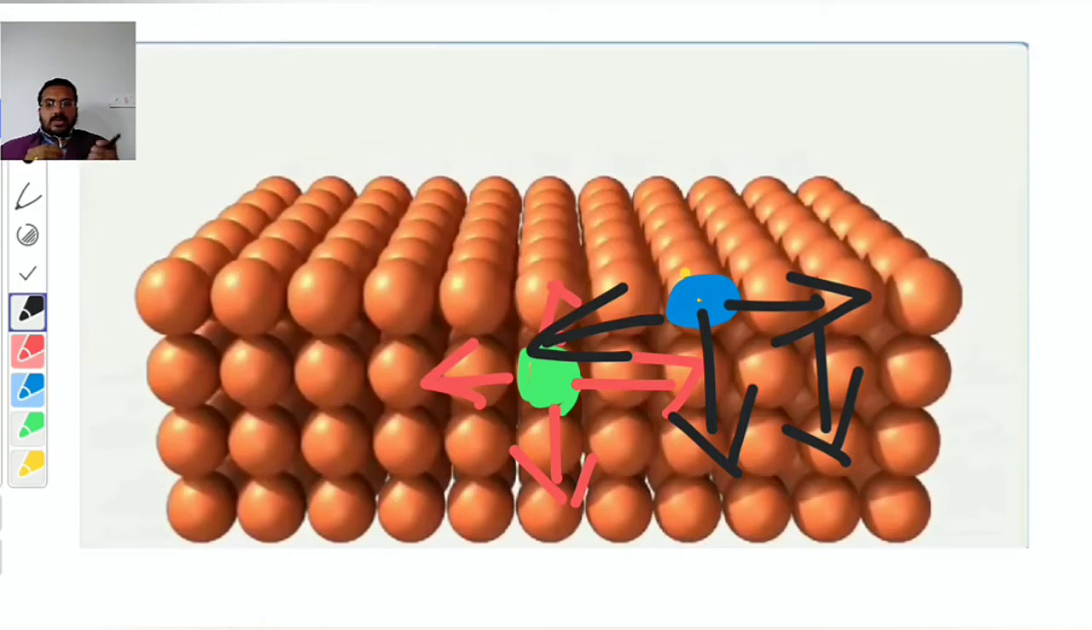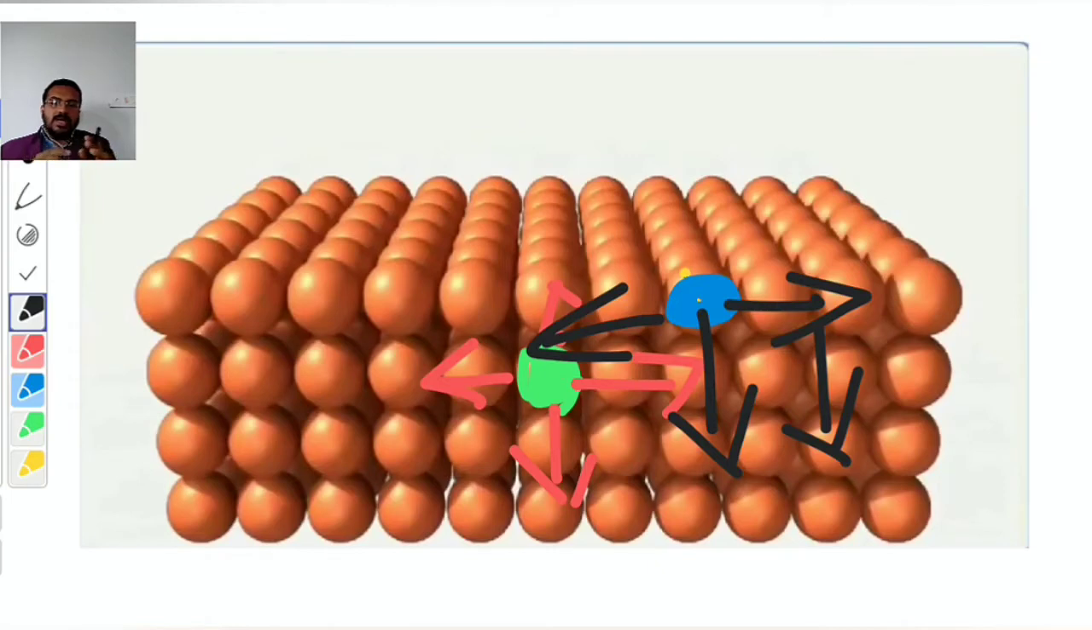We'll consider two atoms. One is green color, that is inside the bulk of the adsorbent, and the other is a blue colored atom that is on the surface of the adsorbent. The atom that is green, which is inside the bulk, will be experiencing attractive forces from everywhere around it because that particular atom is surrounded by atoms everywhere. So the net effect is the same.